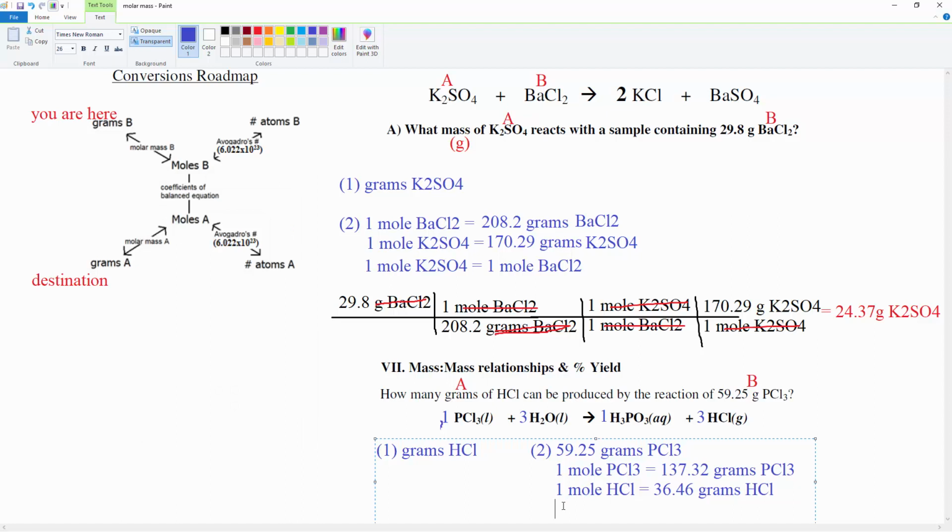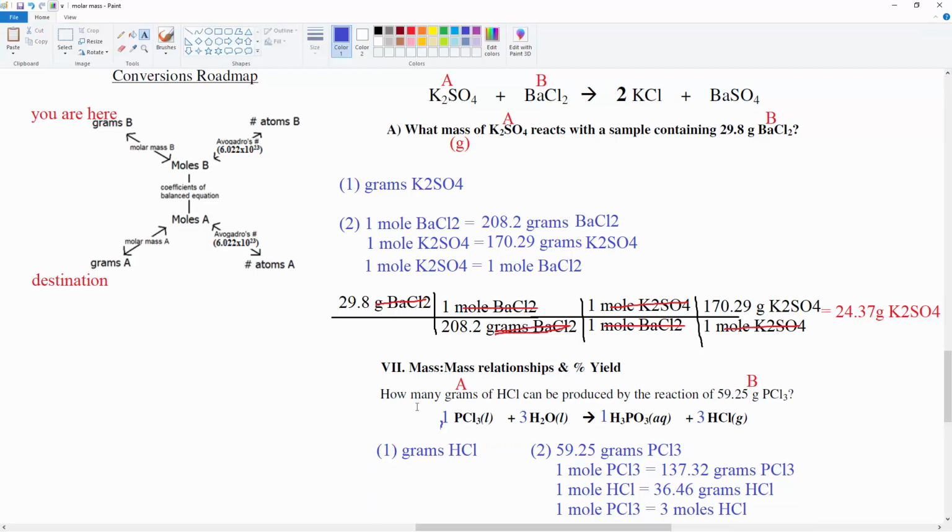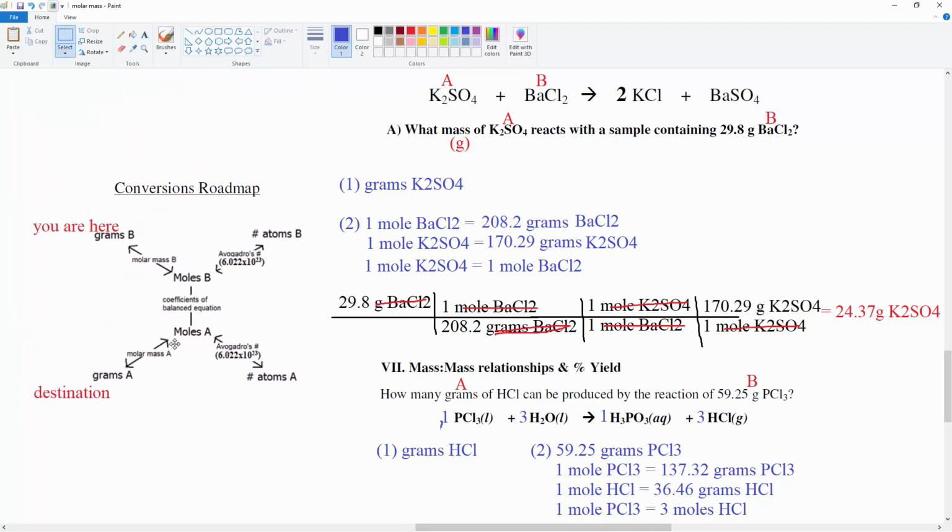Okay, and the last bit we need is we're gonna need the coefficients of that balanced equation. Yeah, so you see a 1 in front of the PCl3 and a 3 in front of the HCl. So 1 mole PCl3 is equal to 3 moles HCl. Perfect. Okay, that is everything we need. And we know that's all we need because we're watching our roadmap. Okay, and I'm gonna actually drag this down so I can give myself more space.